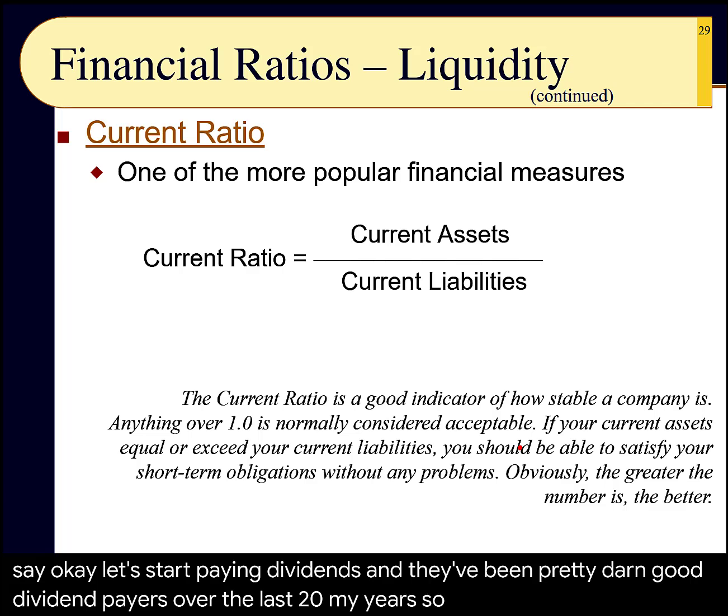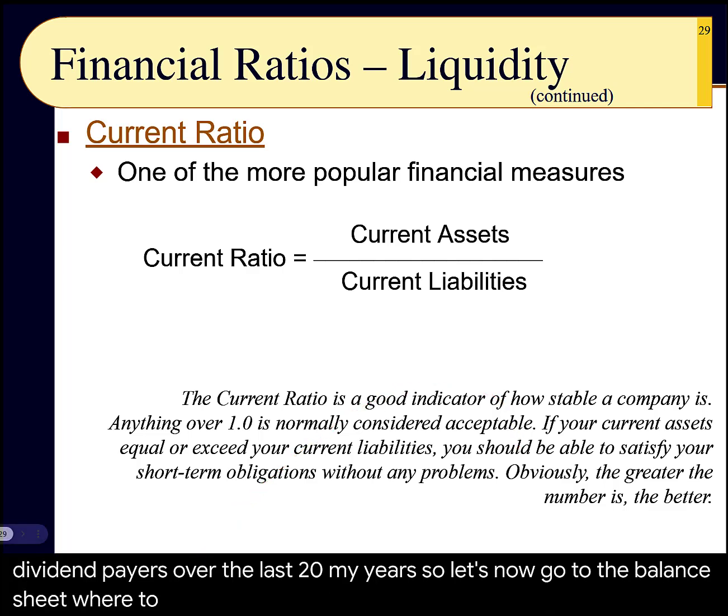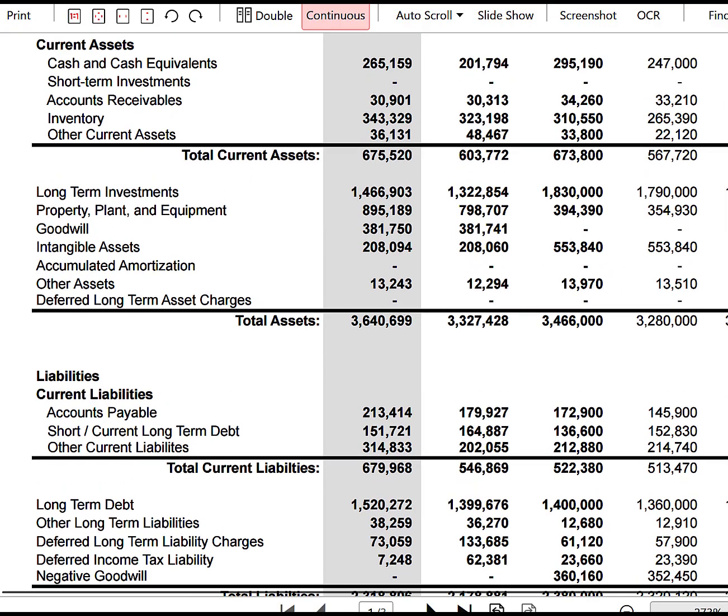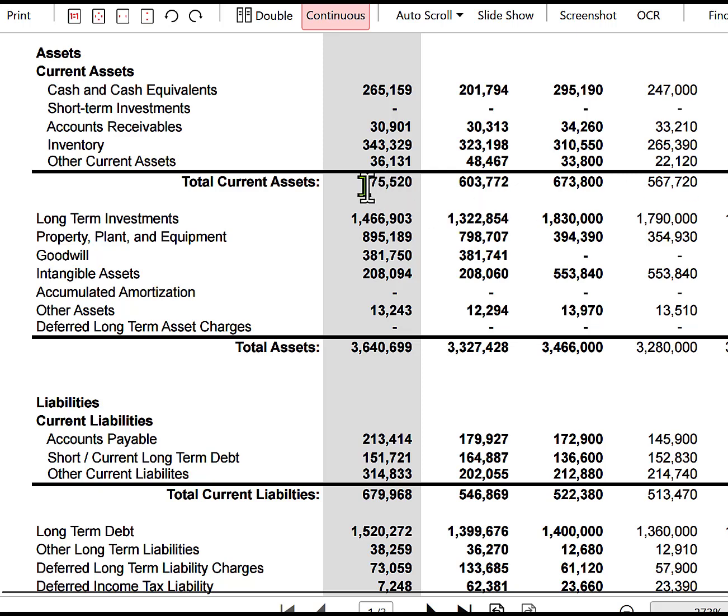So let's now go to the balance sheet. Where's the balance sheet? There's the balance sheet. And take a look at our current assets. They're $675,520,000. And our current liabilities, $679,000. So we should have a current ratio that is a little bit less than 1, right? Because we're taking 675,520 divided by 679. And I think my calculation is not right.